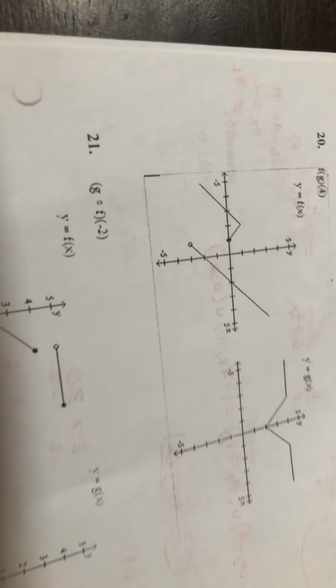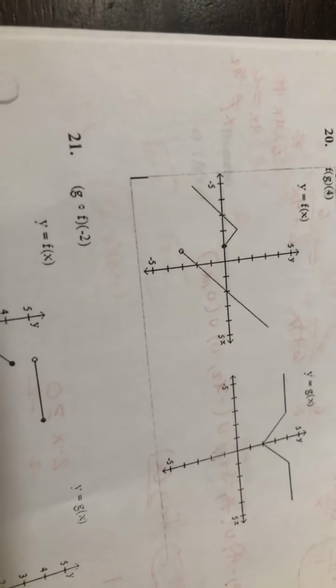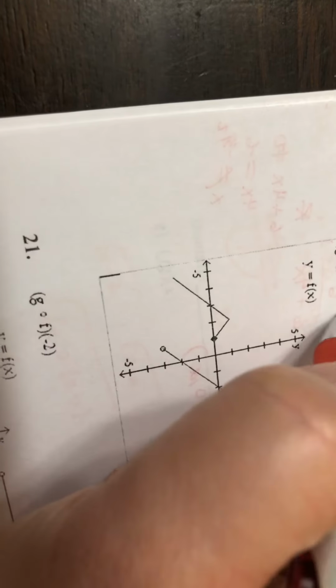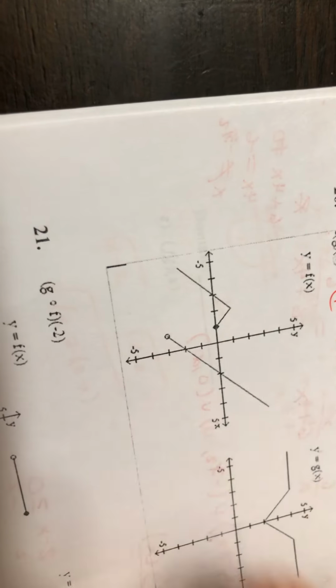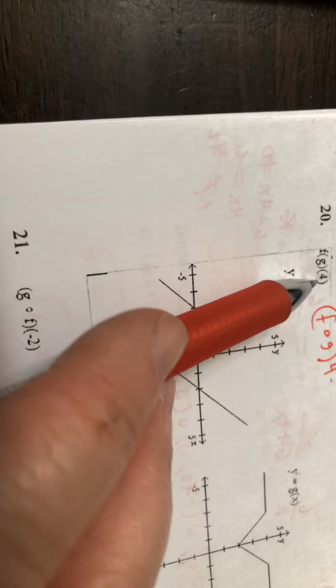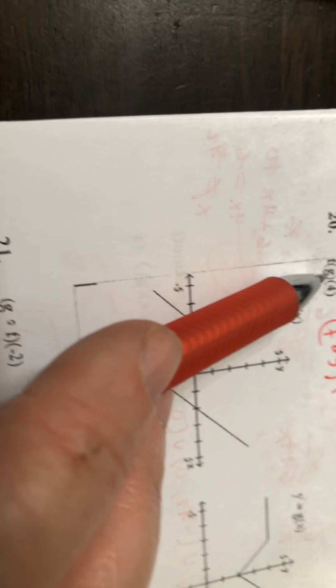Now you also need to be able to do it using a graph. And one thing I'm not sure that I've mentioned is that this means the same thing as this. So f of g of 4 means the same thing as f of g of 4. That is not multiplication going on there.